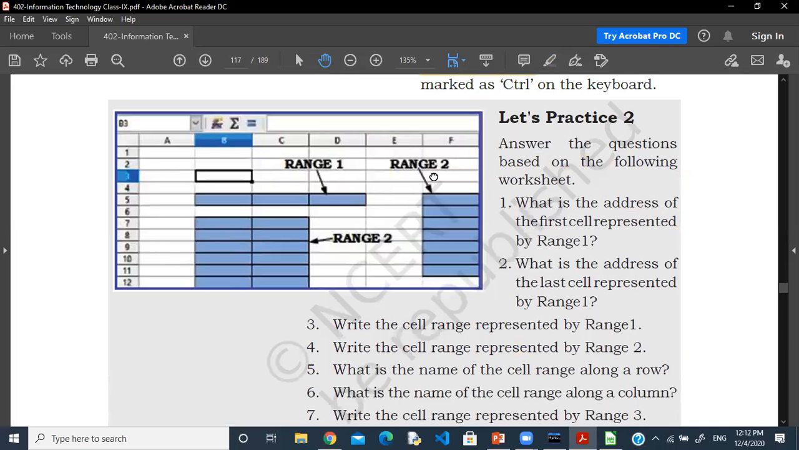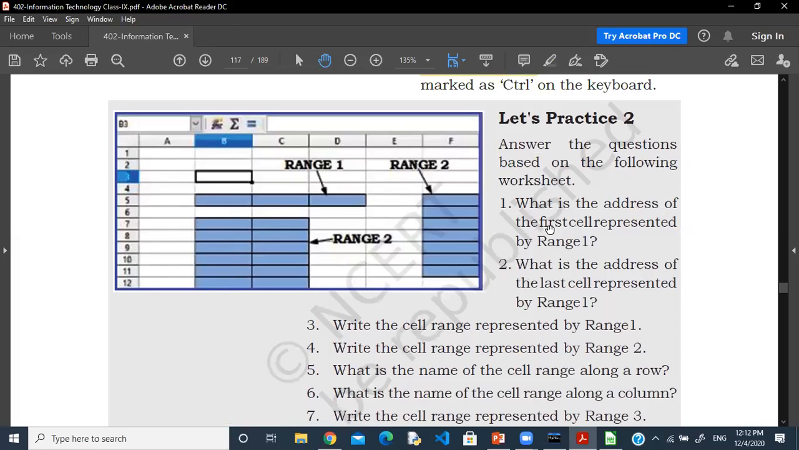Now, this is the practice for you. Answer the questions based on the following worksheets. I think I have given this exercise last time. What is the address of the first cell? Can anybody tell me the address of the first cell represented by range 1? This is range 1. So what is the address of the first cell?